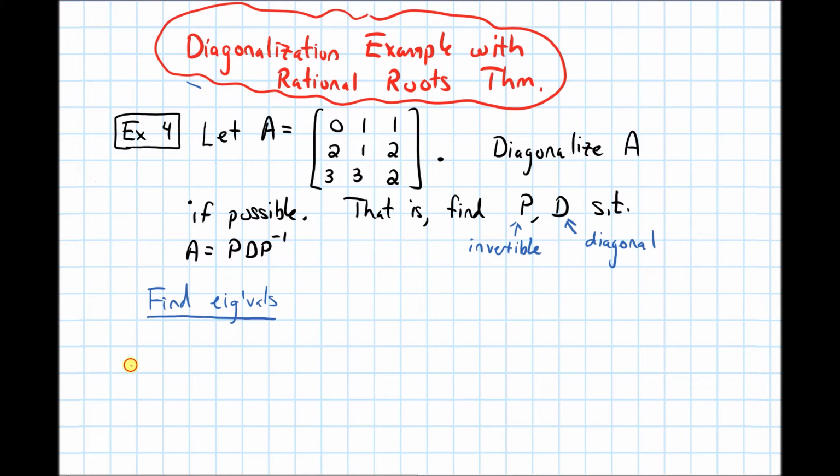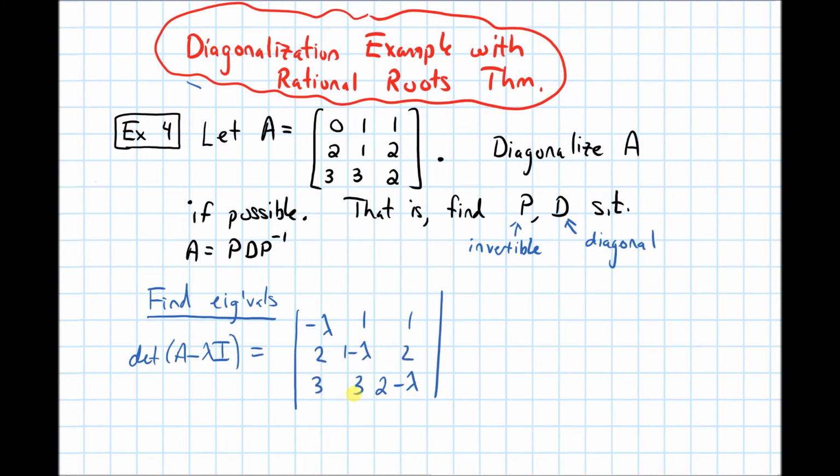To do that, I need to look at the determinant of A minus lambda I. So let me put some vertical lines to indicate I'm going to take a determinant. And the diagonal entries of A each are going to get subtracted by lambda. So we'd have negative lambda, 1 minus lambda, and 2 minus lambda for the diagonal entries. The other entries stay the same as 1, 1, 2, 2, 3, and 3.